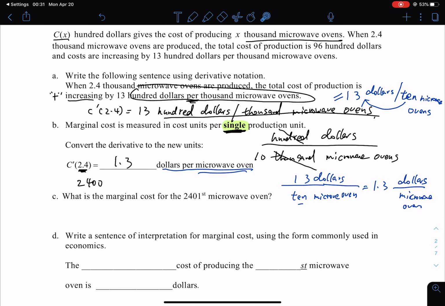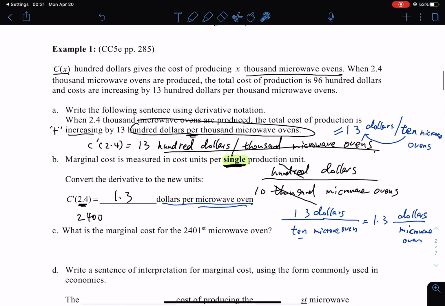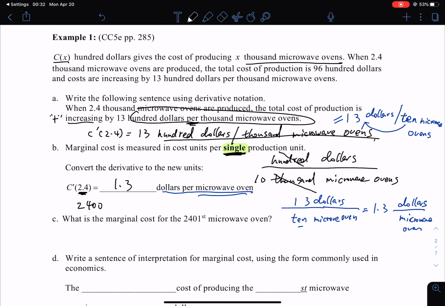All right. So this is our original input value, and plus 1 will be 2,401st microwave oven. So that is from here, 2.4, because the unit is 1,000. So 2.4 just means 2,400 microwave ovens. And then the marginal cost is X plus 1. So we just use this one plus 1. That is how we got 2,401. So what is the marginal cost of, that is the same question. So actually you can see that, first let's finish it. It's just the $1.3 per microwave oven.